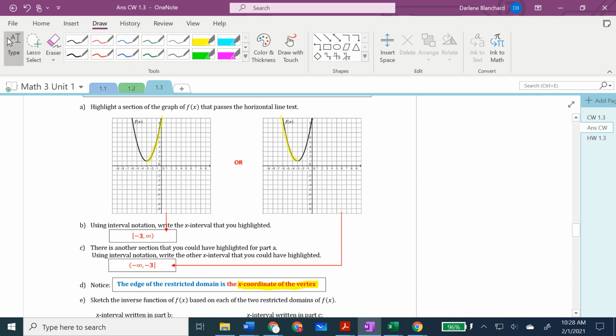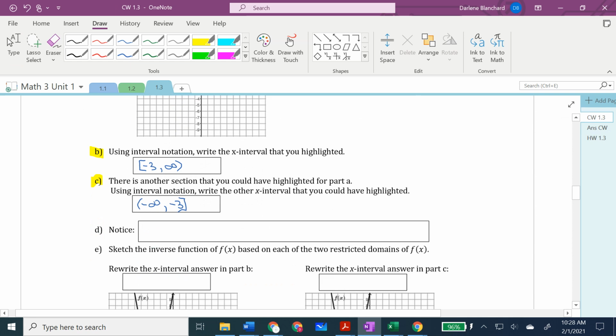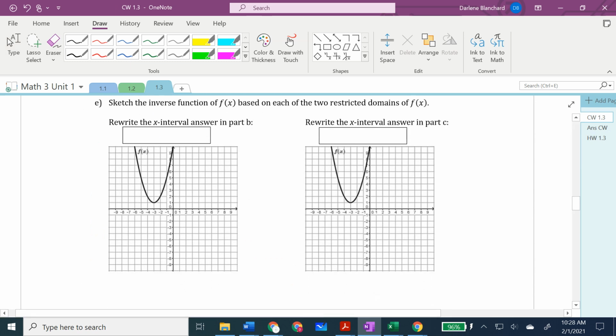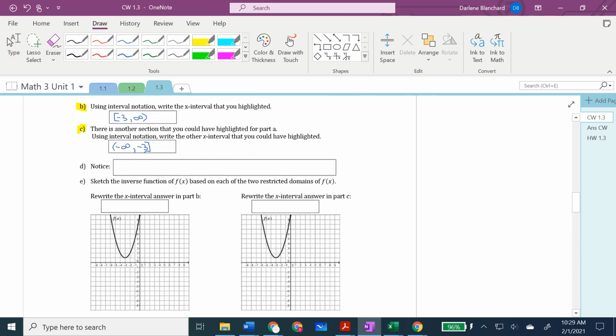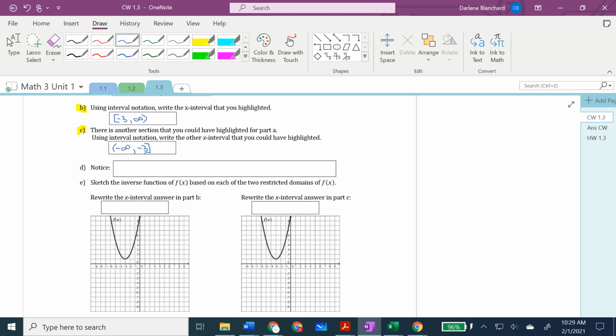Now, the next thing we are going to do is have you sketch the inverse of a parabola, the inverse graph, but only an inverse function of it based on one of the restrictions. So what I'm having you do is rewrite the x interval that you found in part B. And then over here, rewrite what you have in part C.